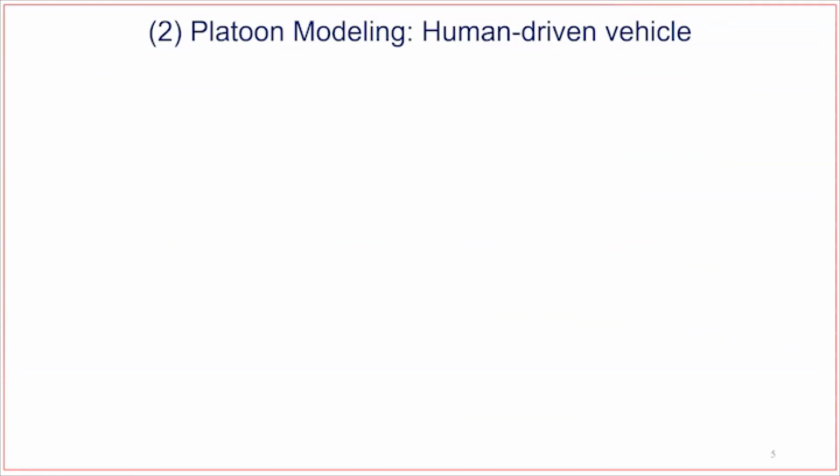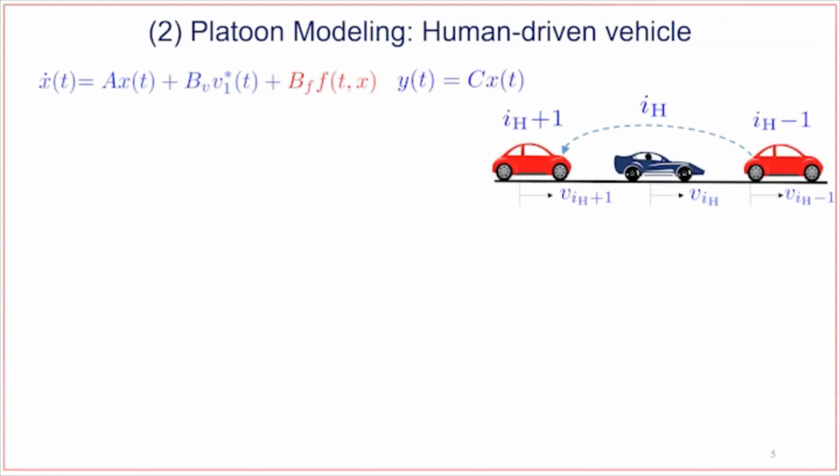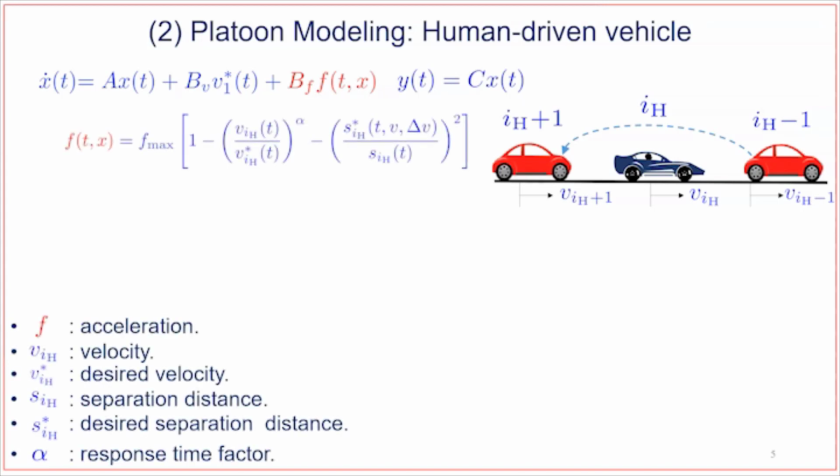Next, we will model the human-driven vehicle. Again, F here is considered to be unknown. So we will adopt first the IDM model for the human-driven vehicle, where here we could see that F is a highly nonlinear function.